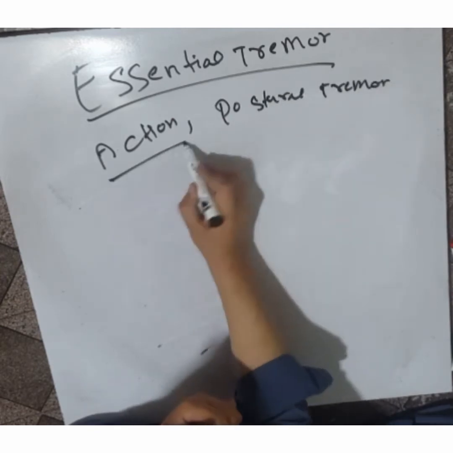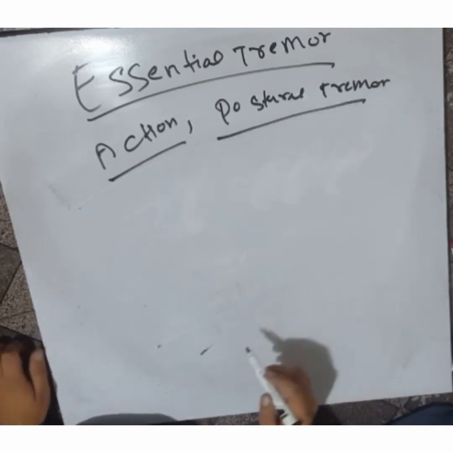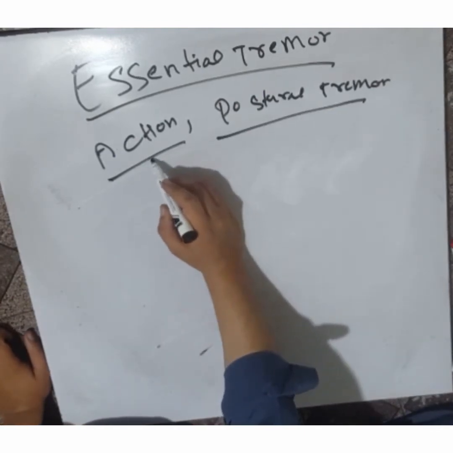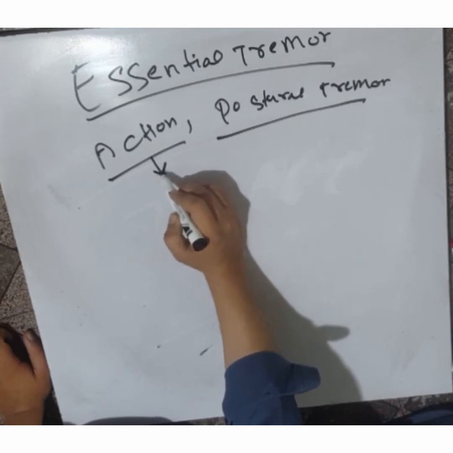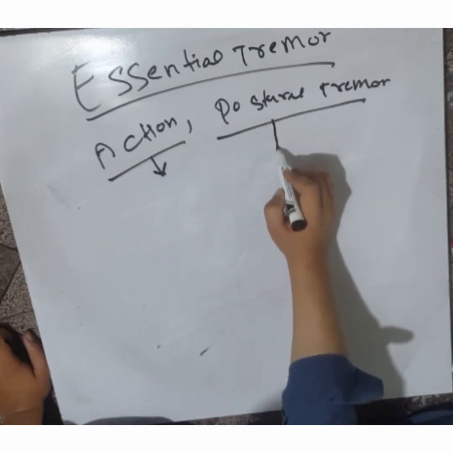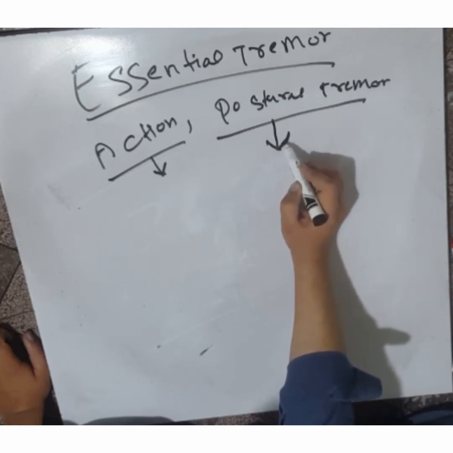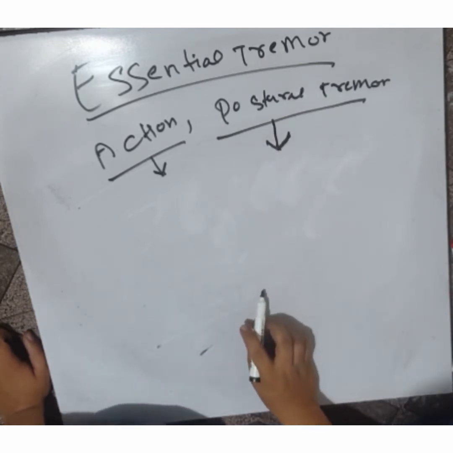What is the action tremor and postural tremor? The action tremor is the tremor that starts when the person starts an action. Postural tremor is the tremor when the person begins to adopt a posture.